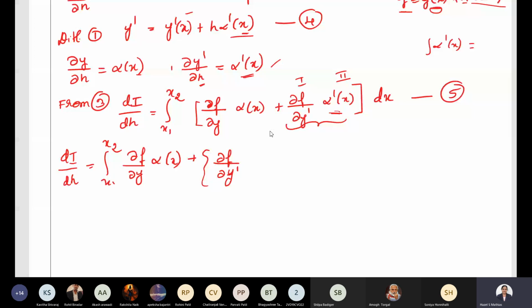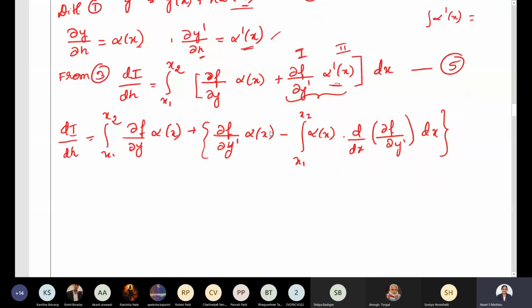Then minus, we have the integral from x1 to x2, by Bernoulli's rule, first term into integration of second term. Then we write the integrated term as it is, alpha of x, and we differentiate the first term. That is the integral from x1 to x2 of alpha of x into d by dx of dou f by dou y dash into dx. I hope this integration by parts is clear.